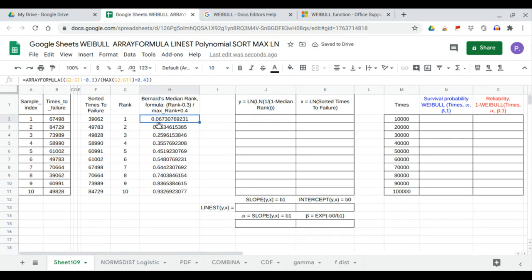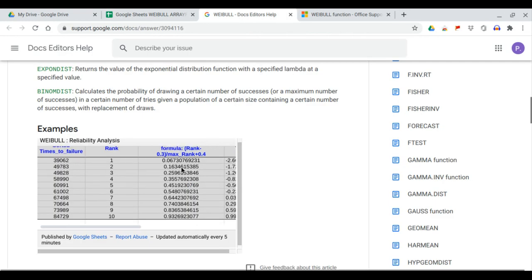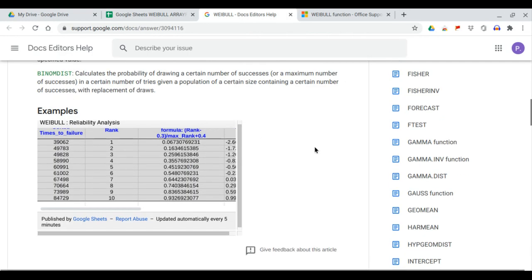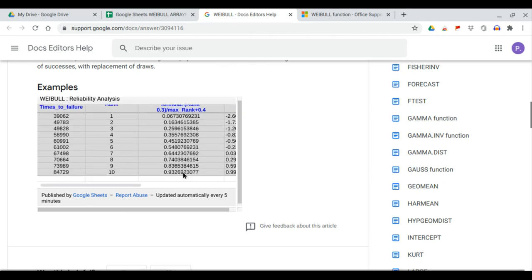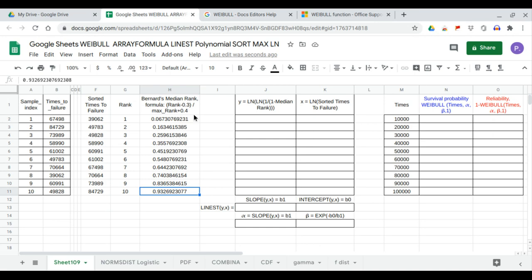So it starts from 0.0673 up to 0.9326. So these values, the Bernard's median rank, match our calculations.